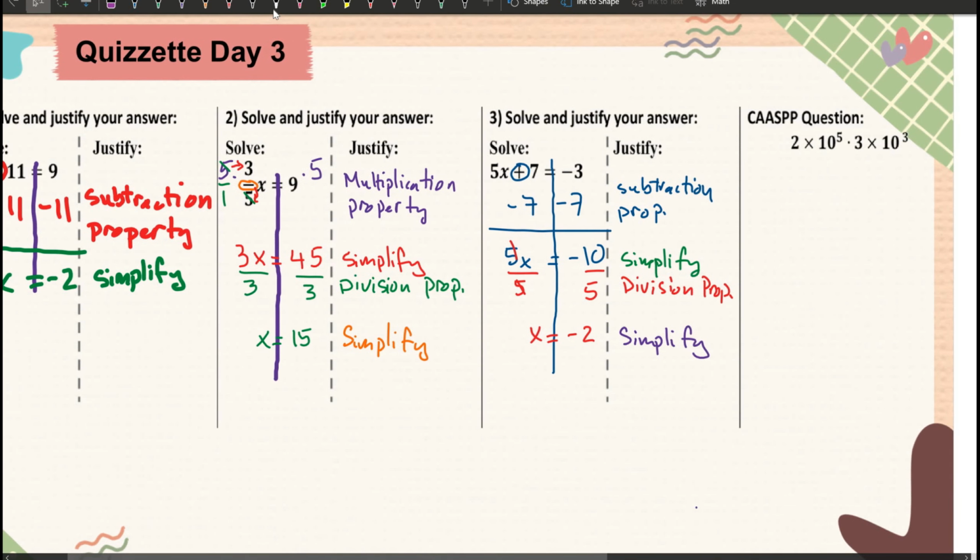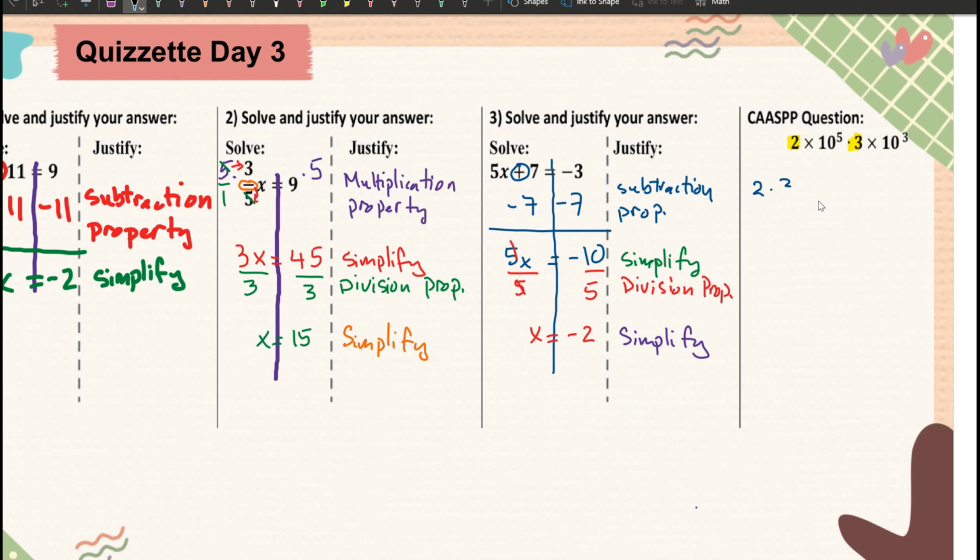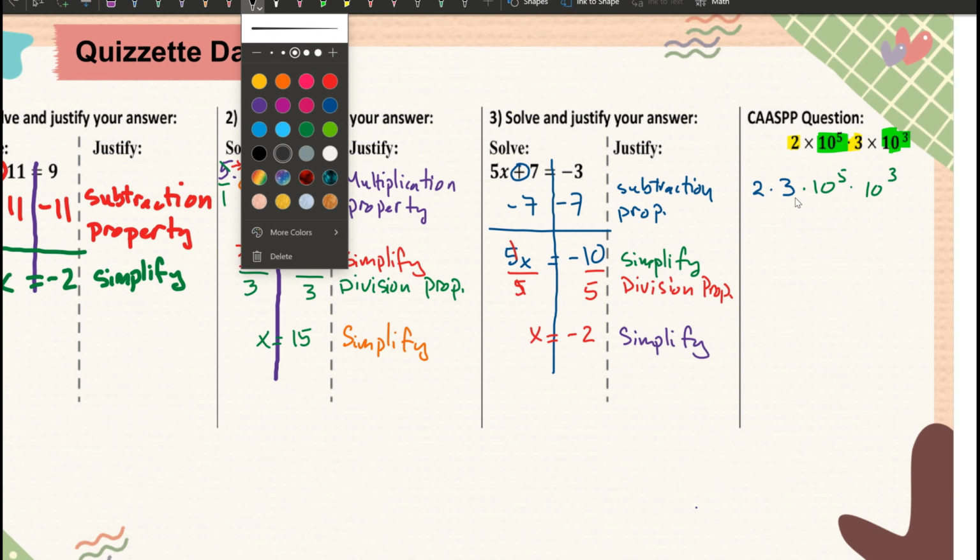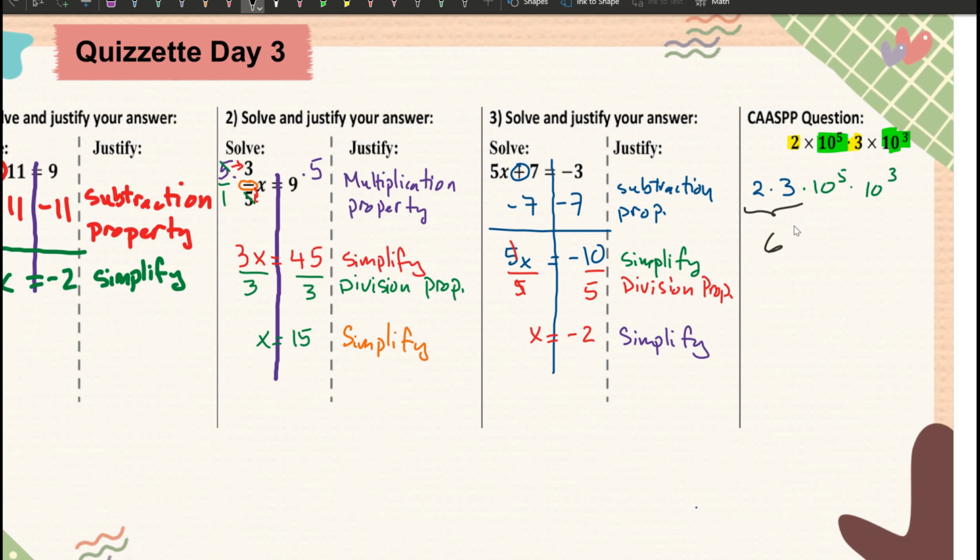This is one of the CAS questions. To multiply in scientific notation, first we're going to multiply the whole numbers. 2 times 3. I'm going to group them just in case you need more time to think. 2 times 3, and then 10 to the 5th power times 10 to the 3rd power. We deal with the 10s next. 2 times 3 is 6. 10 to the 5th power times 10 to the 3rd power will give you 10 to the 8th power.